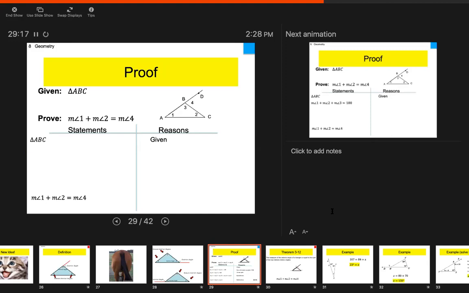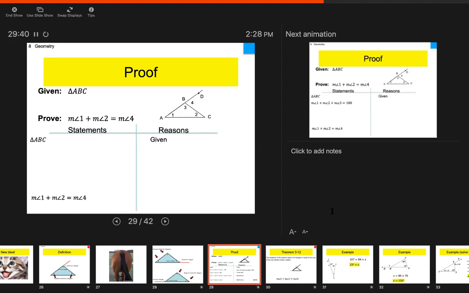Angle 3 and angle 4 are supplementary. Why? He said because they're on a straight line. Yes or no? Arguments? Well, I agree with that. Sure, they make a straight line, 180 degrees. There's a statement.